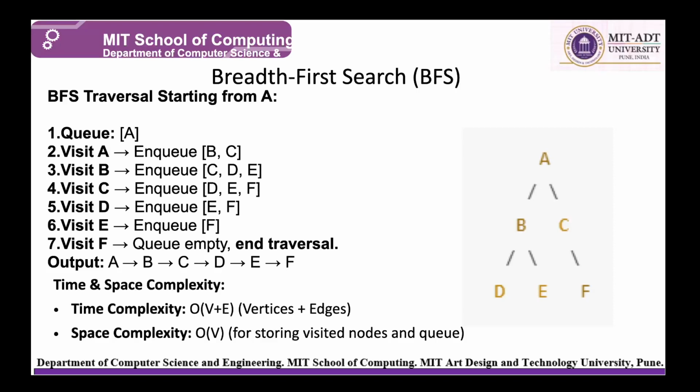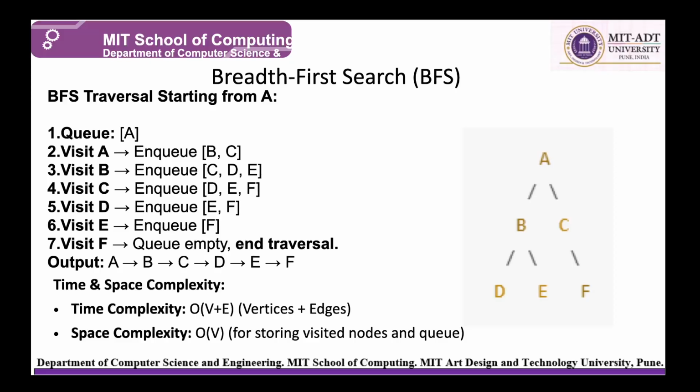Again a removal operation is performed, and we will get C. That means we are visiting node C, and C's respective neighbors will be inserted in the queue. Now in the queue we have D, E, and a new element is inserted, which is F. Again we will perform a removal operation. We will get D. So we will visit D, and inside the queue we will insert the neighbors of node D. In this example node D does not have any neighbor, so we will not insert anything.